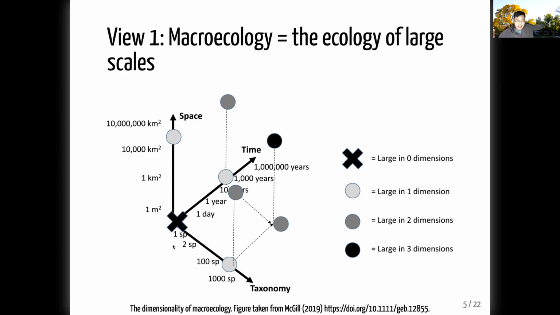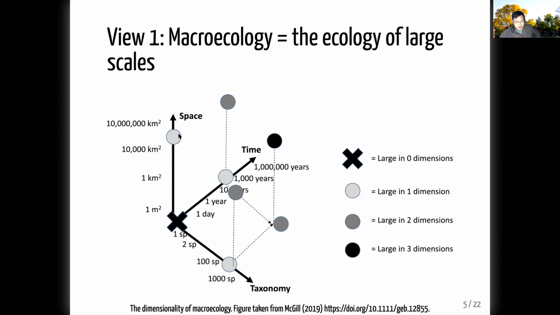And when we look at these 3 dimensions, this X mark here is the small in every dimension, and this corner is what most of the previous traditional ecological studies are about. So we look at a relatively small spatial area across a relatively short time period, and we look at either a population or a handful of species. And in macroecology, we're extending the scales of different dimensions.